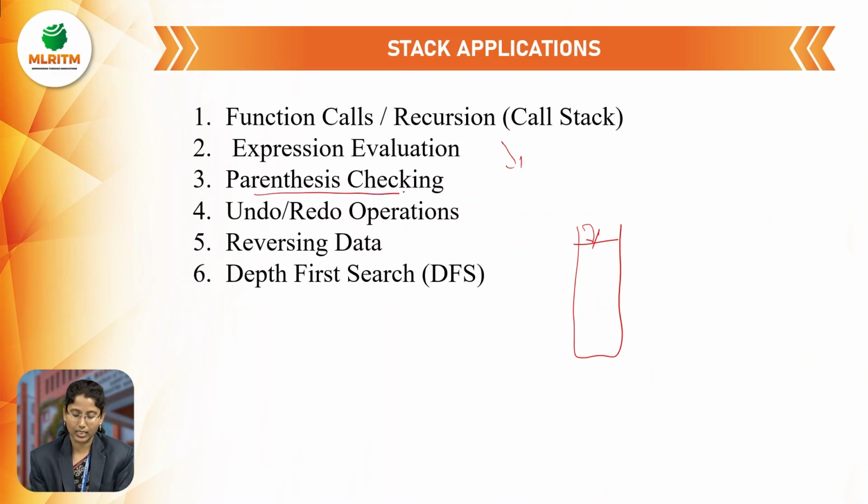Next is parenthesis checking. The parenthesis checking is the third application of a stack. Here it will be checking whether a valid parenthesis is present or not. Next is undo and redo operations. So undo and redo operations can be used by the stack. Next is reversing the data. Here reversing the data is nothing but whenever we want to perform a string reverse, the string can be stored in the stack.